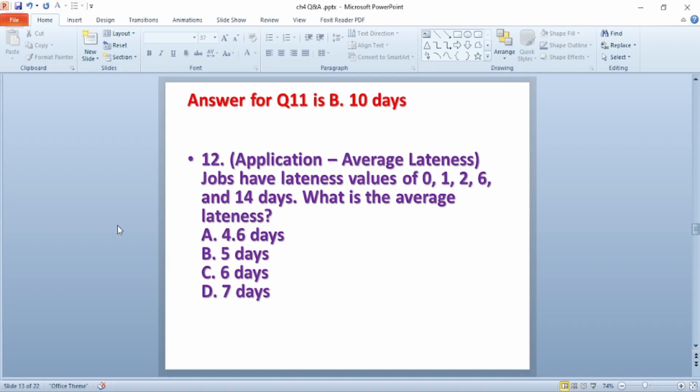Question number 12. Jobs have lateness values of 0, 1, 2, 6 and 14 days. What is the average lateness? When we sum up these values, we get 23, divided by 5 jobs, which is equal to 4.6 days. The answer is A.